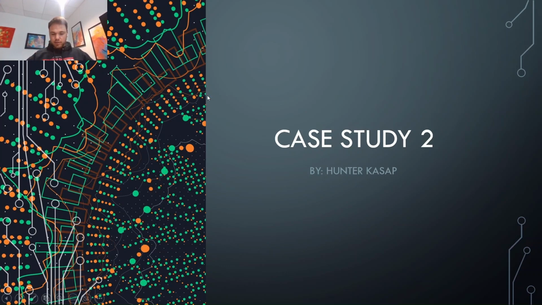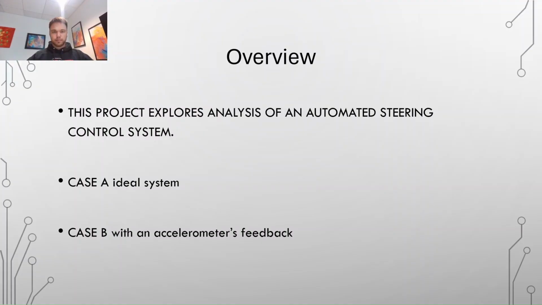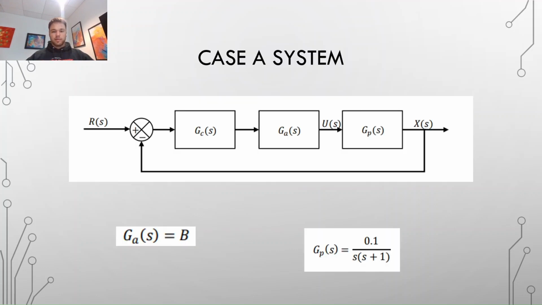This is going to be case study 2 for control theory. Just a brief overview of what we're going to go over: a project exploring the analysis of an automated steering control system. There are two different cases that we're going to go into depth on. The first is an ideal system controlling the steering, and the second is a case with an accelerometer's feedback.